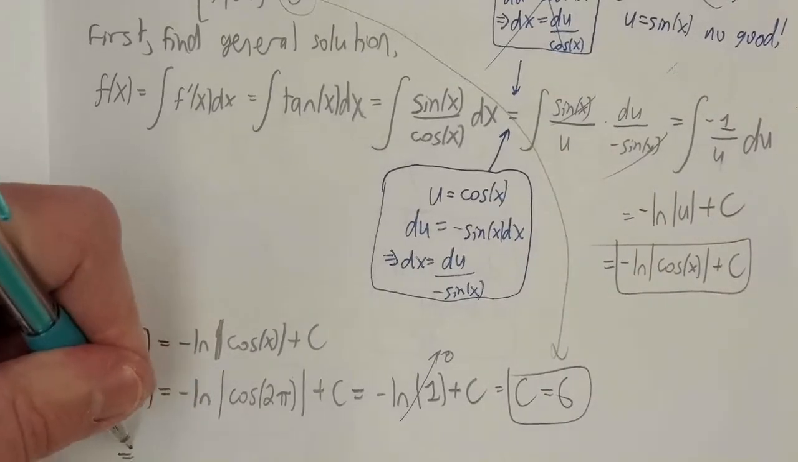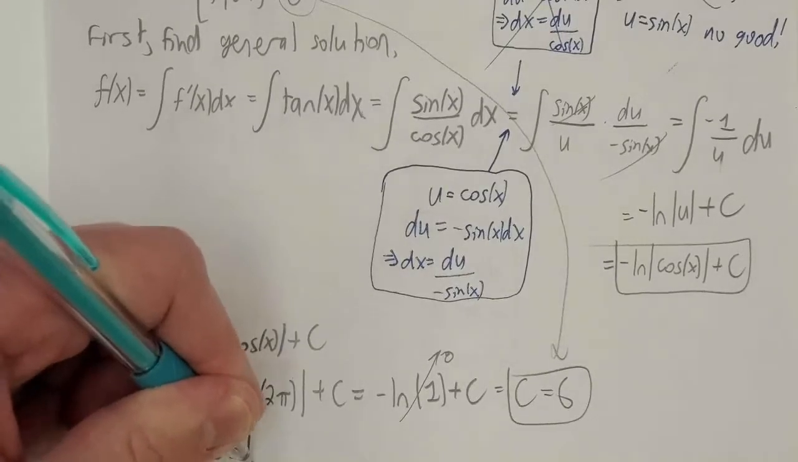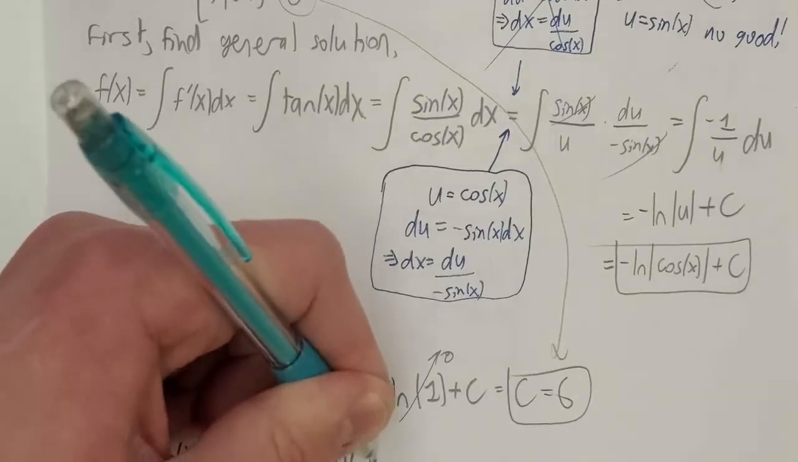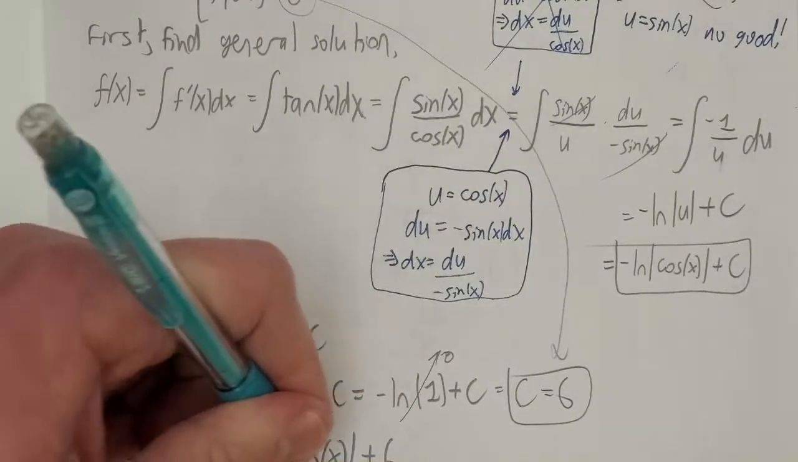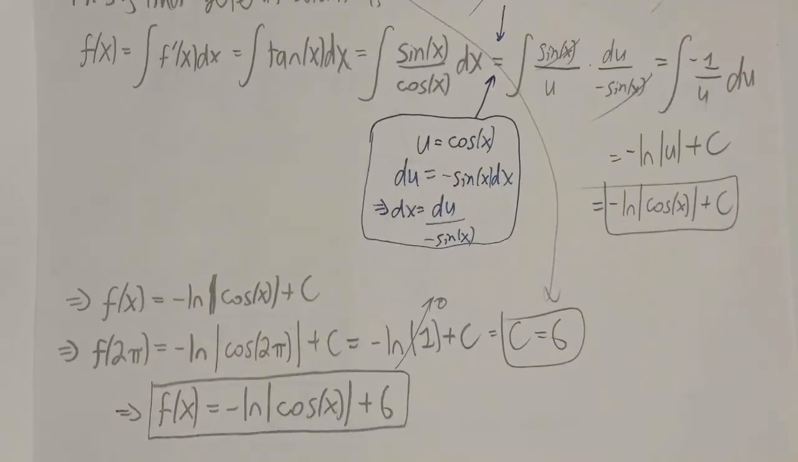So now this gives us the particular solution that f of x equals the negative of natural log of the absolute value of cosine of x plus 6. All right? And that's the particular solution we need for this problem. And that's example 3.